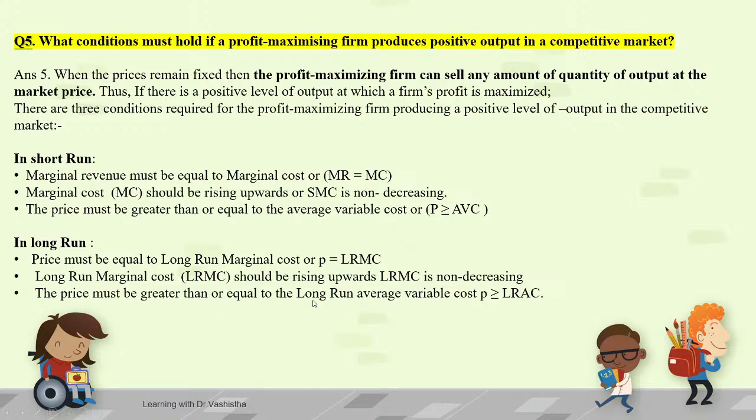Long run, as we have already studied, is when all factors of production can vary. In the short run, there has to be a fixed factor of production whereas others can vary. But in the long run, all factors of production can vary. So these are the conditions for a firm producing a positive output for profit maximization in a competitive market.